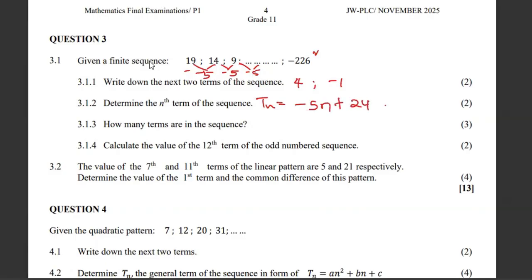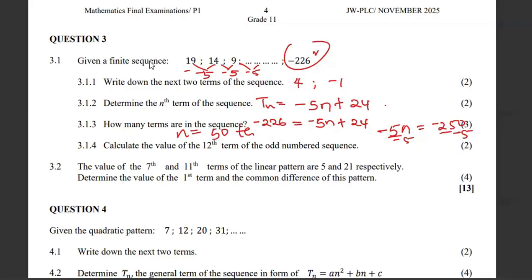And then how many terms are there in the sequence? So the last term is negative 226. So where there is tn, replace with negative 226: negative 5n plus 24. So move this 24 to that side. Negative 226 minus 24 gives me negative 250. So negative 5n is equal to negative 250. Divide both sides by negative 5. What does n give us? We are dividing by 5, which means we have 50 terms.